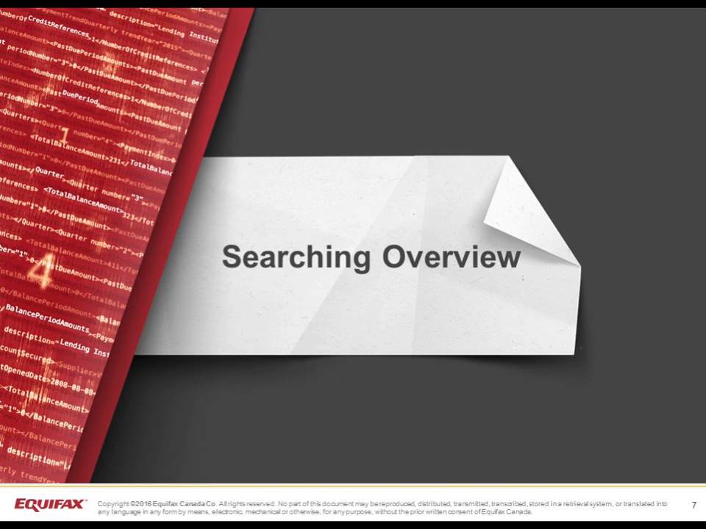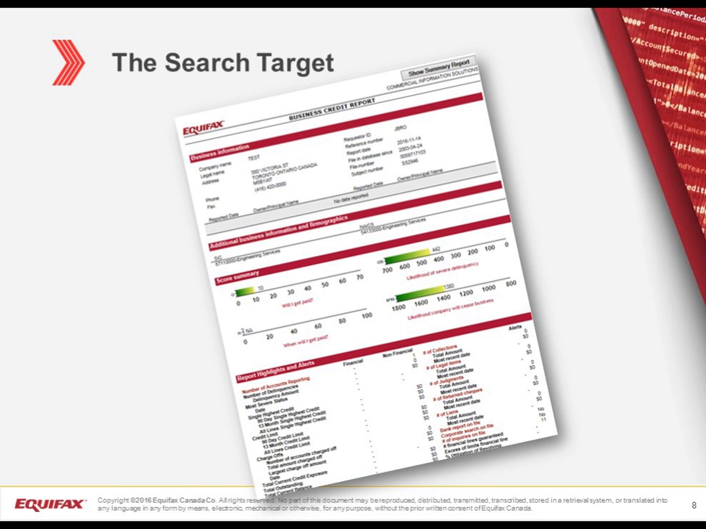So let's take a look at our target. The business credit report, the digital form of information that helps you make an informed decision. Credit, loan, or payment terms is what we've come to know and rely on. It's sometimes neatly packed into 3 to 4 pages, or sometimes even up to a few dozen pages. Regardless, this is our search target.